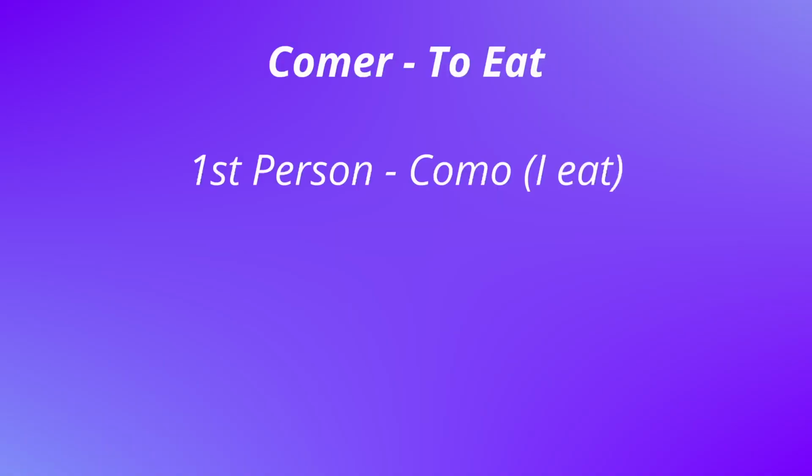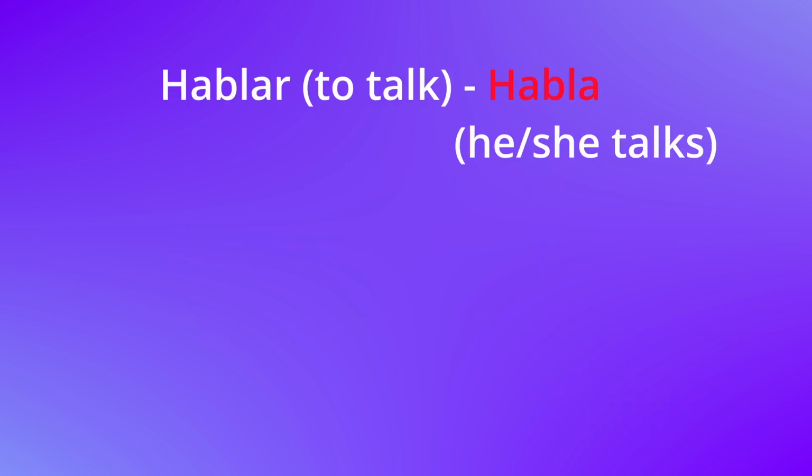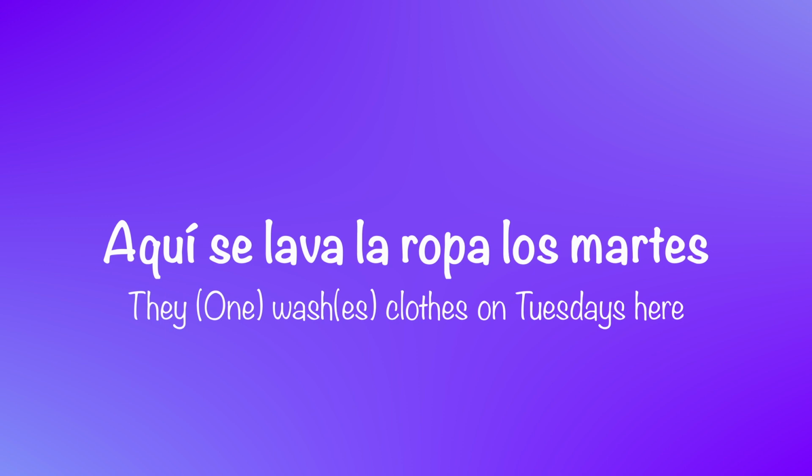Let's take a verb comer, for example, to eat. The first person singular form would be como. The second is comes, and the third is come. Bingo. That's what we use for él, ella, or usted. Similarly, hablar would be habla, and vivir would be vive. Now let's take a couple of examples. Aquí se lava la ropa los martes. Or you could say, one washes clothes on Tuesdays here.